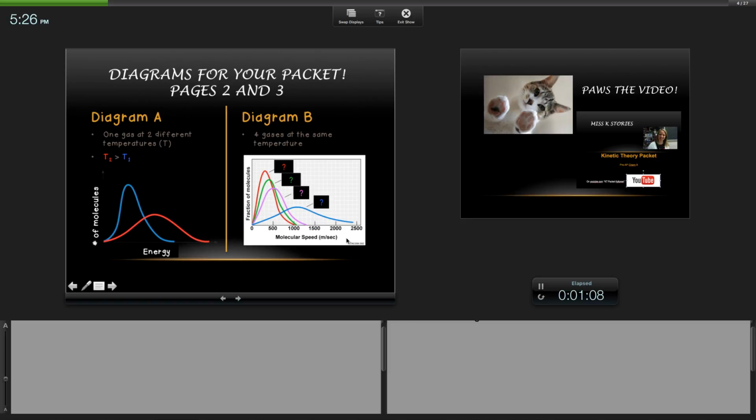Take a moment to look in here. If you have different colors, that's kind of useful to see the different colors there. So diagrams A and B on pages 2 and 3 of your packet, go ahead and copy those down. Pause the video if you need to so that you can see everything that's going on.